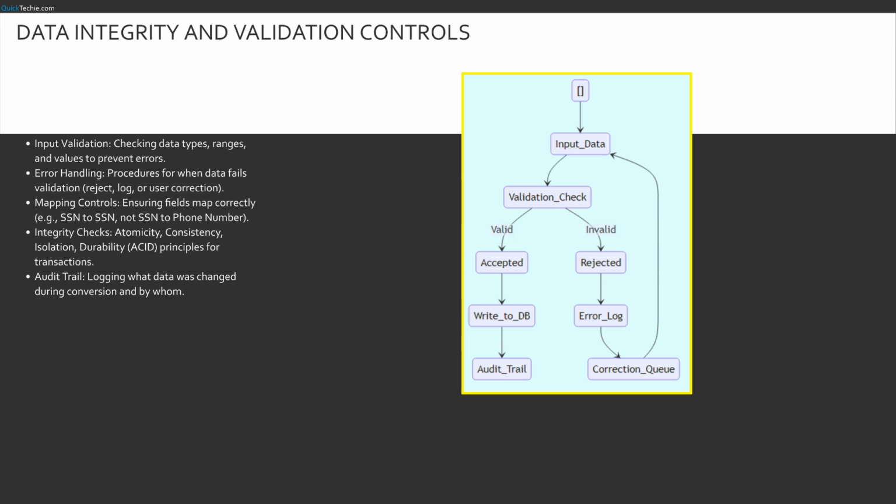We apply input validation to ensure that if a field expects a date, it gets a date, not a text string. We must have robust error handling. If a record fails validation, does the whole batch fail, or do we log it and continue?